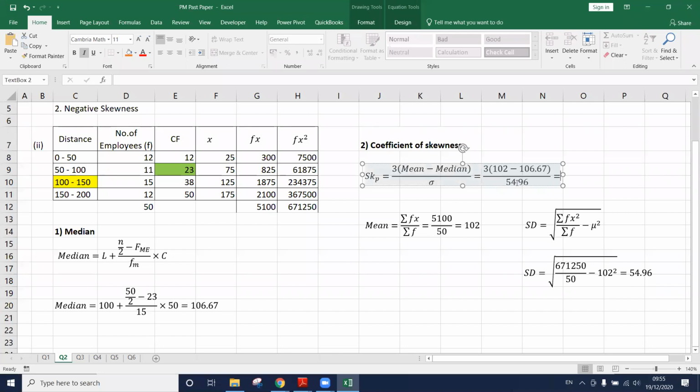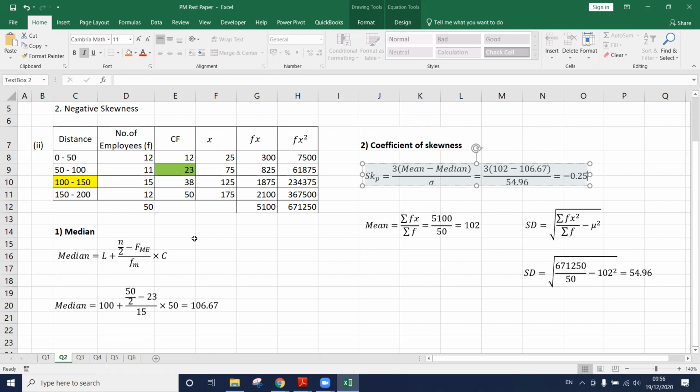54.96. Therefore what should be the coefficient of skewness? 102 minus this value into 3 over 54.96, which is minus 0.25. Positively skewed or negatively skewed? Since the coefficient of skewness value is negative, this is negatively skewed. Even if you are asked to draw a graph, you should be able to draw a rough diagram. Right? If it is negatively skewed, how should the graph be?